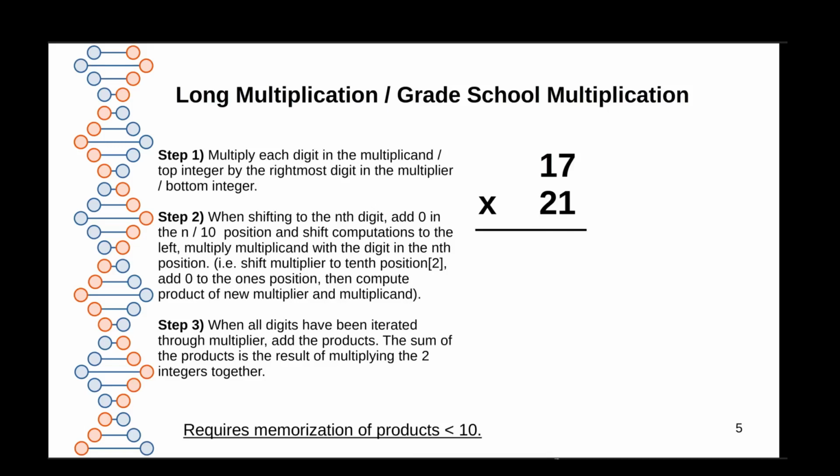We first start by multiplying the top value by the rightmost digit in the bottom value. In our example, we are multiplying 17 with the 1 in the bottom.